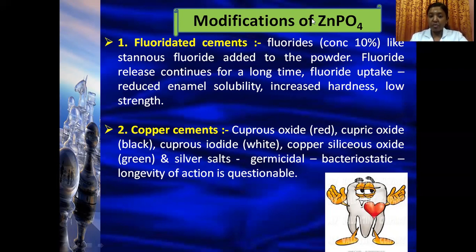So the two modifications basically in zinc phosphate cement, remember, fluoride is being added to the powder and copper is being added to the powder. So when fluoride is added to the powder, it's going to have an anticariogenic effect. It prevents the occurrence of dental caries. It prevents secondary caries beneath the restoration. That is the main use of adding fluoride. And when copper is added, it has got antibacterial action, mainly bacteriostatic action. However, the longevity of this action is questionable.